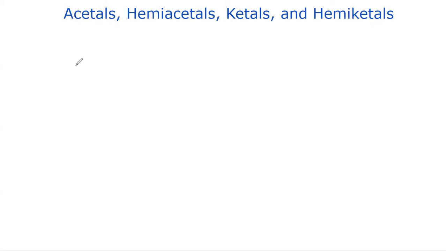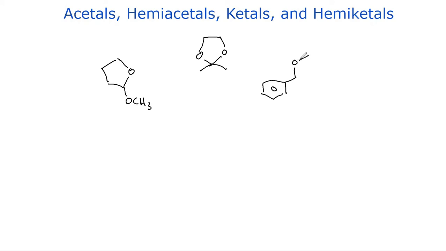In organic chemistry, we tend to focus more on the acetals and the ketals, and then their use as so-called protecting groups. Before we go there, however, let's take a look at a few different structures and see if you can identify them as an acetal, a ketal, a hemiacetal, or a hemiketal. So we're going to identify them by their type of structure.